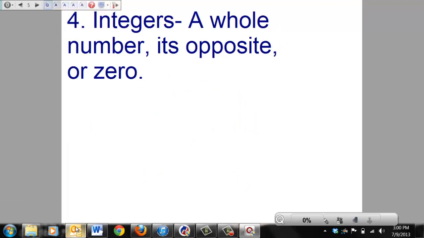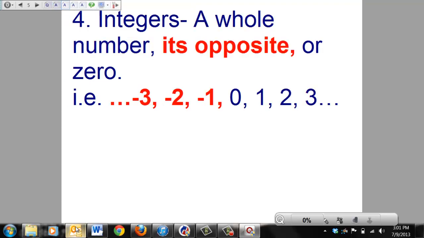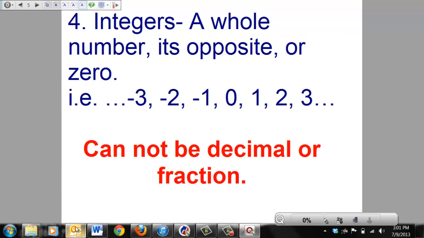Integers. That's an important term. We're going to be using integers a lot this year. You need to know that an integer represents a whole number, its opposite, and 0. Whole numbers are numbers such as 1, 2, and 3. Their opposites, negative 1, negative 2, and negative 3, and 0. All those represent integers. So what is an integer not? It cannot be a decimal and it cannot be a fraction. If you see a fraction or a decimal, you automatically know that they are not integers.